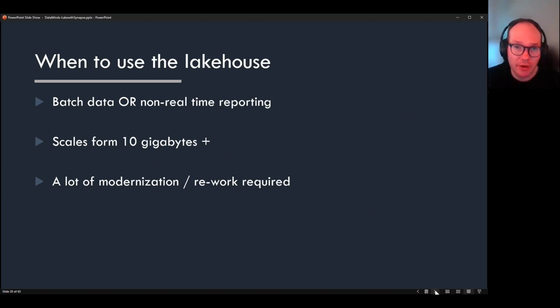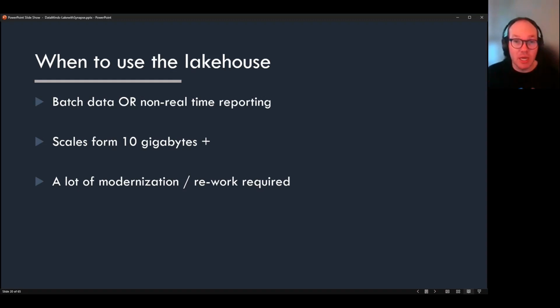I think the final part, and this line here is doing a lot of heavy lifting in this slide. A lot of modernization and rework is going to be required. If you go down the Lakehouse approach, you can't bring your SSIS packages with you. You can't bring your stored procs that nobody actually understands how they work because they were designed by somebody who used to work here, who left 10 years ago, and then they were modified by somebody 5 years ago, but still nobody actually understands how it works. And there's like a piece of documentation that scares everybody.